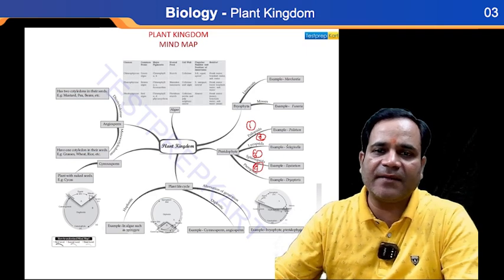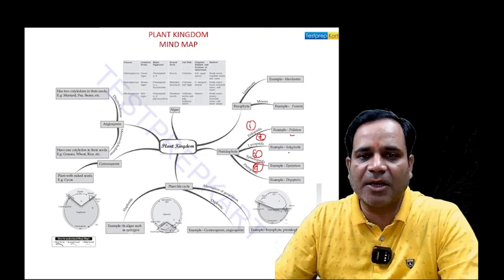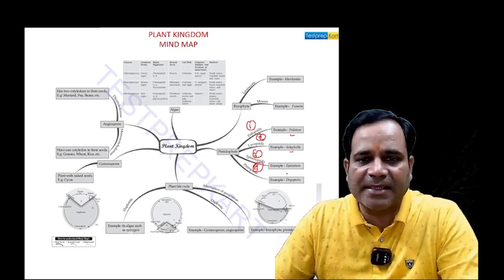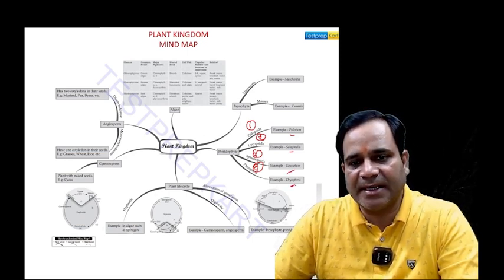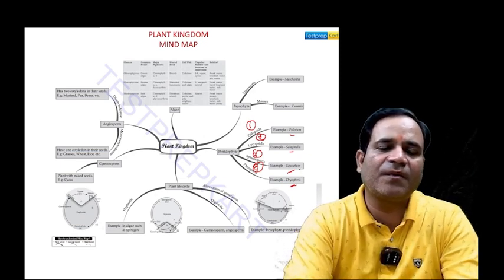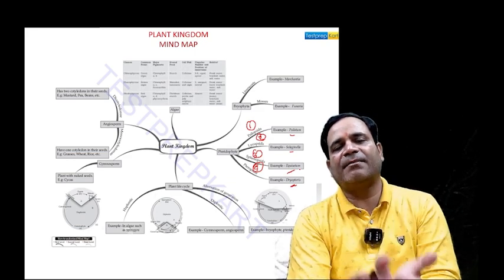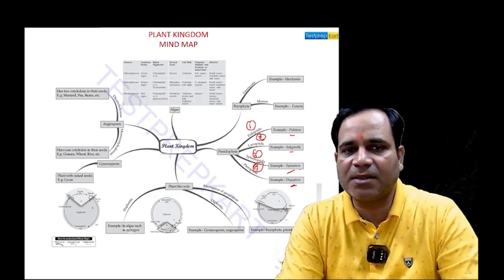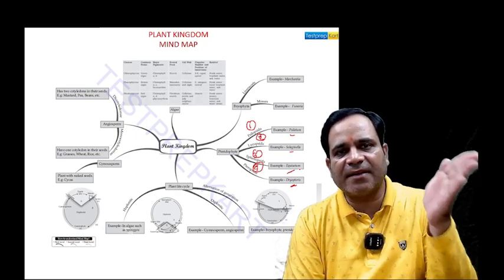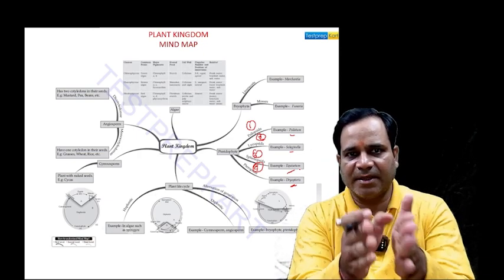All these have examples. In Psilopsida, the example is Psilotum. The example of Lycopsida is Selaginella. The example of Sphenopsida is Equisetum. And the example of Pteropsida is Dryopteris. Clear? So this is the basic example of Pteridophyta. These all are the mind map of the plant kingdom. Whenever we go through this chapter in detail, each and everything will be very easy to understand. Before the details, this is the short overview.